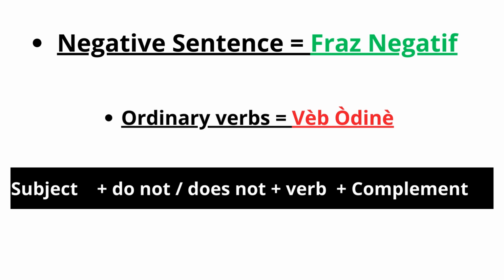For example, to go, to eat, to read, to listen, etc. So, to transform a sentence from affirmative to negative, what do you need for ordinary verbs?